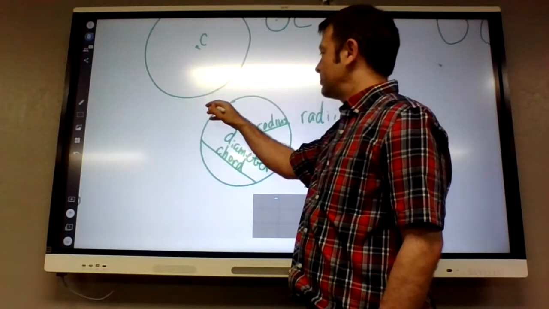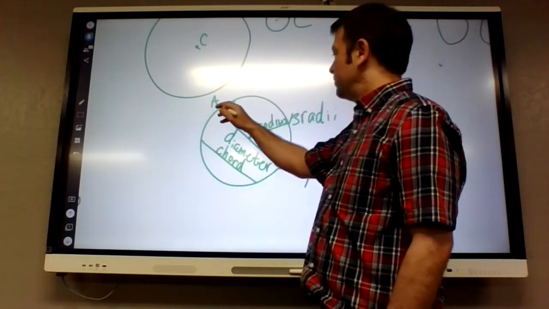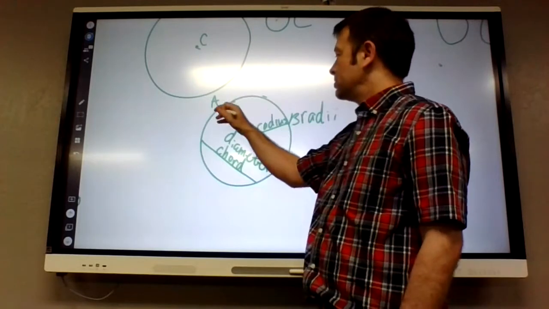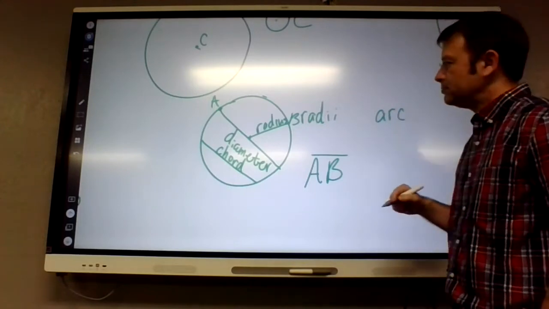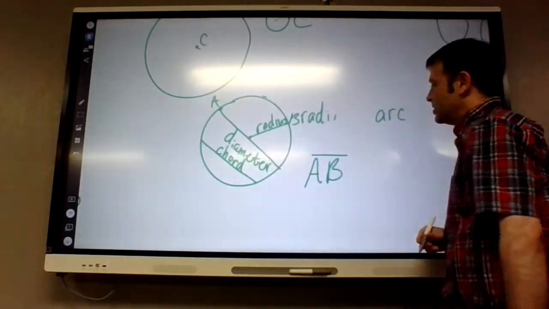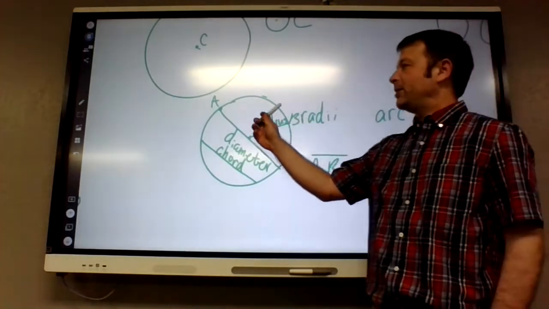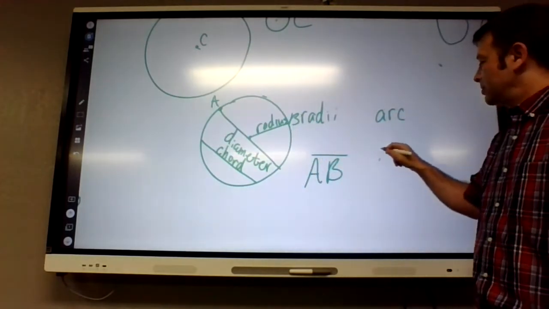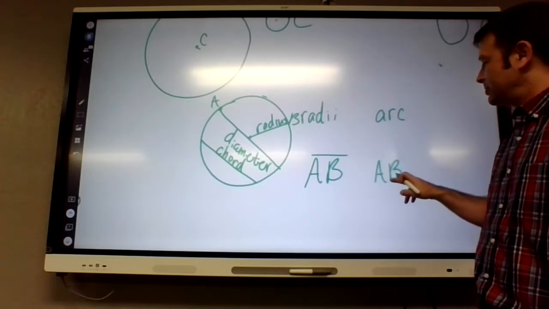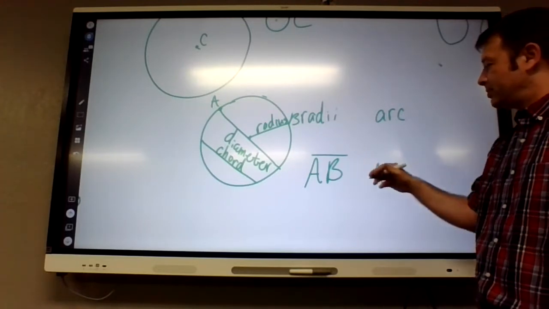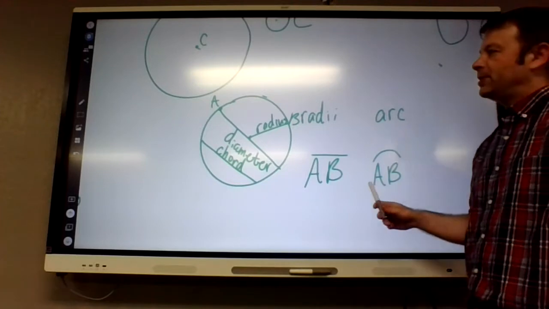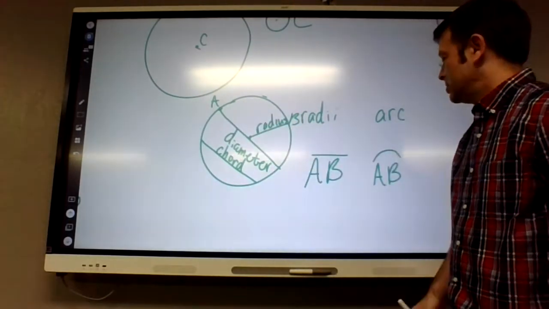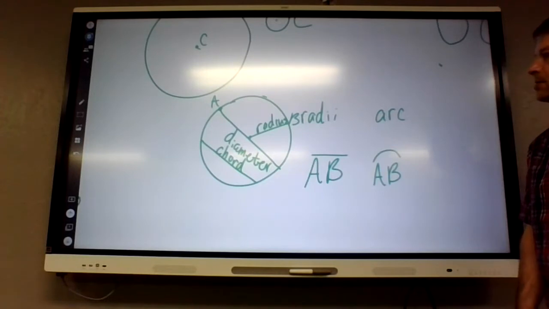Here's something that's not a line segment. What's it called when you're talking about from here to here? Circumference? Might be new for you guys, I don't know. It's called an arc. Not all the way around, just a piece of the circle, kind of like a piece of crust. It has a symbol: you put the two letters like a segment, but with a little arc on top. So if I say arc AB, I'm talking about this piece right here. Did I skip anything?